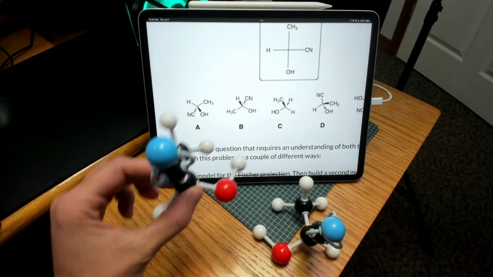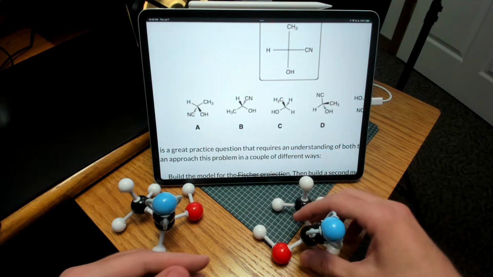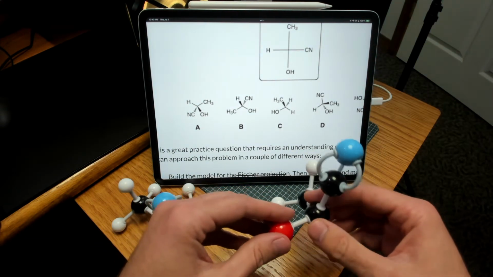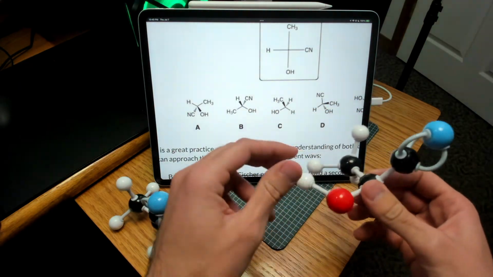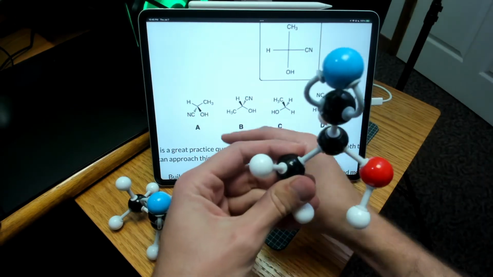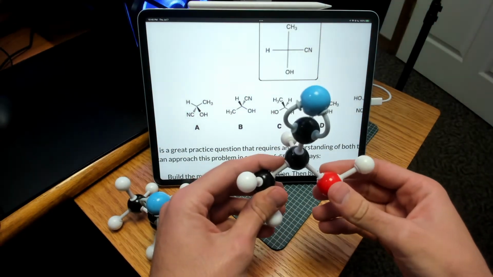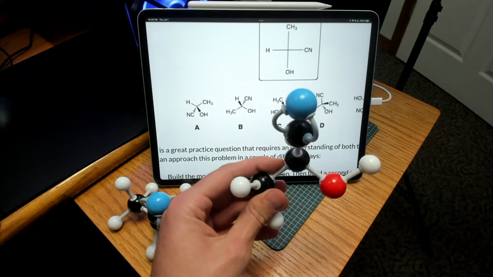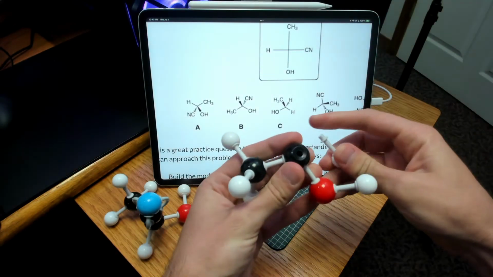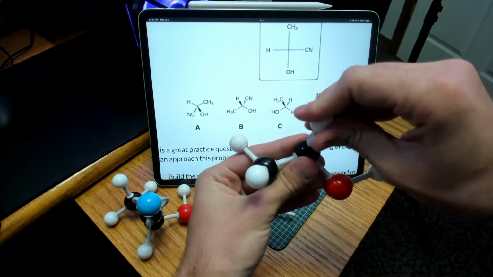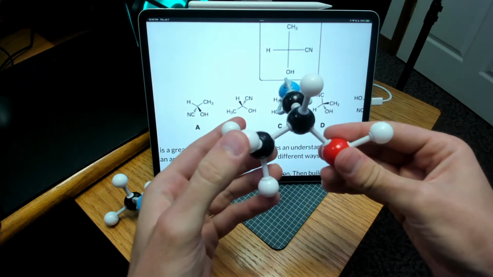I'm going to put my Fischer projection just off to the side here, and let's build B. Let me show you how quickly you can build B. Let's start by putting our methyl group and our oxygen in plane. I have a methyl group kind of going towards the left, and I have a hydroxyl going in plane towards the right. Aha! But the hydrogen is wedged in this case. The hydrogen we want coming towards us, and the cyanide we want going away from us. This is this molecule here, okay?